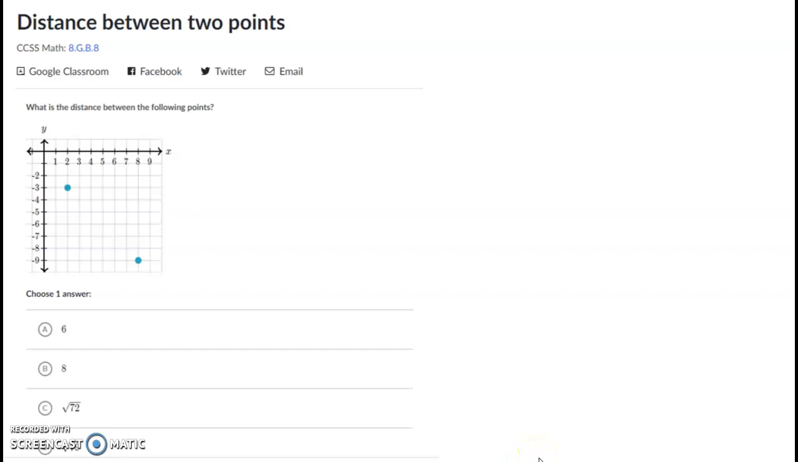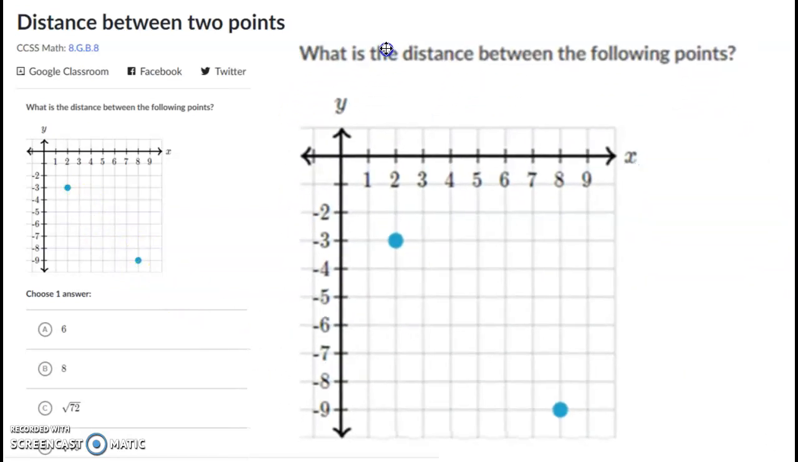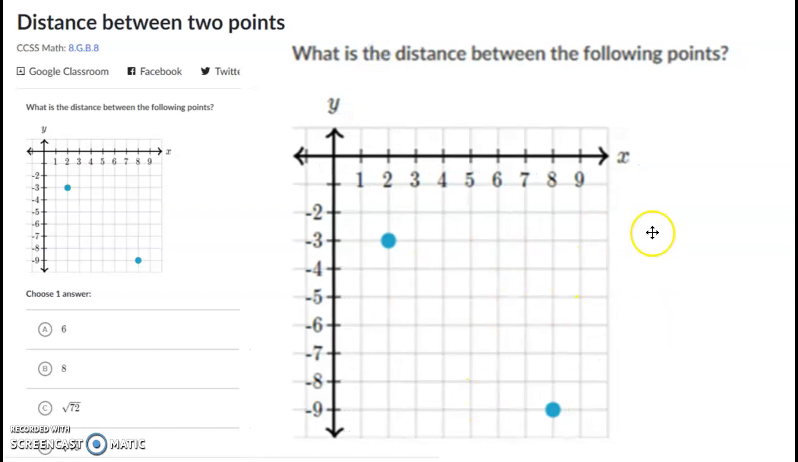Okay, today we're going again to look at the distance between 2 points. This is in Khan Academy, very similar to what we did yesterday on our Desmos graphing. And so they've given us here 2 points, and they want us to figure out the distance. So first of all, I'm going to make this a little bigger, and if you wanted, you could sketch this out on a piece of paper.